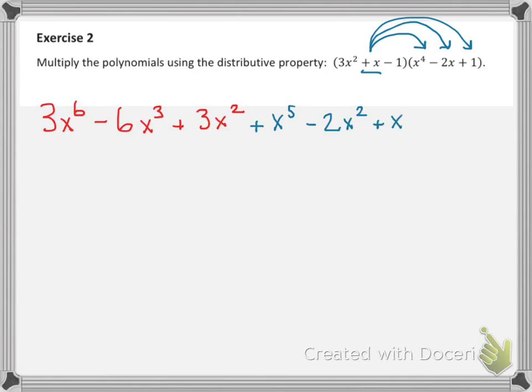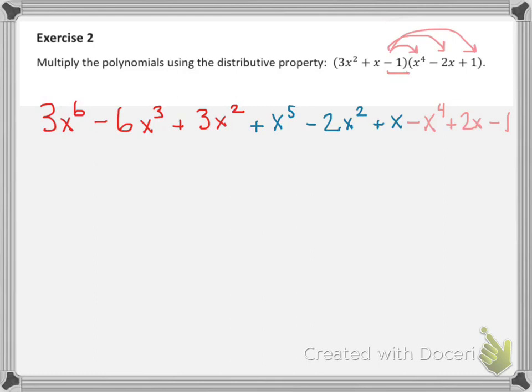Okay, and then the last thing we need to do is to distribute the last term in our trinomial, and that's the negative 1. So negative 1 times x to the fourth is a negative 1x to the fourth. Negative 1 times negative 2 is a positive 2x, and a negative 1 times a positive 1 is a negative 1. And now that I've done all of that work, I can combine like terms.